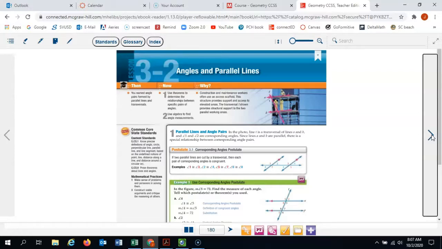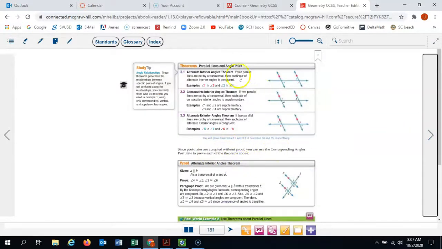As you continue on, you'll see that's the only one that's the postulate, by the way. The other three are theorems. And remember, theorems are ones that actually come with a formal proof. You can prove these are true. The postulates are more of a generally accepted concept.